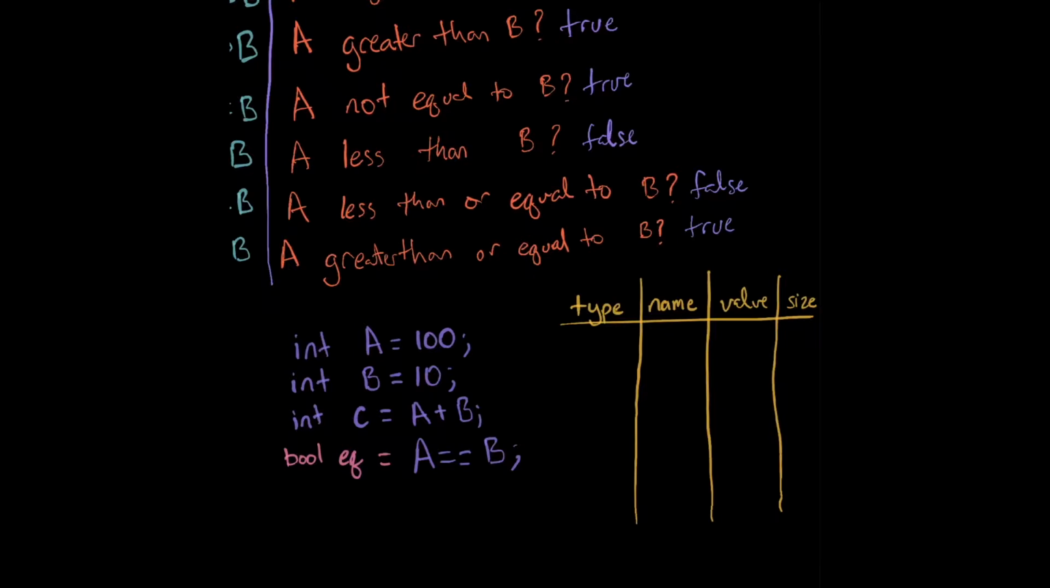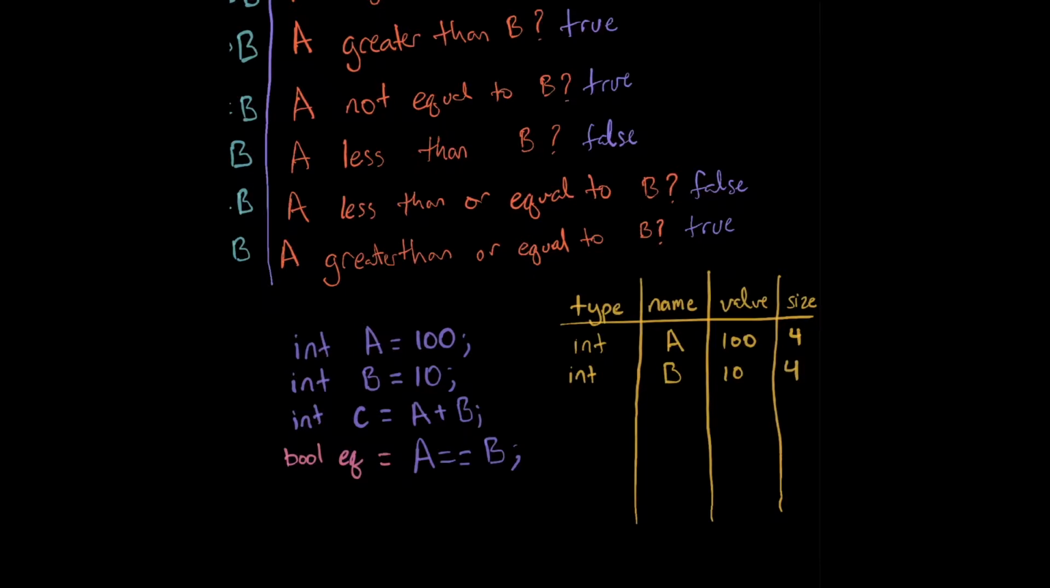So the first type of my variable is going to be an int. The name is A. The value is 100. And the size is 4. I have another variable of type int. The name is B. The value is 10. And the size is 4.